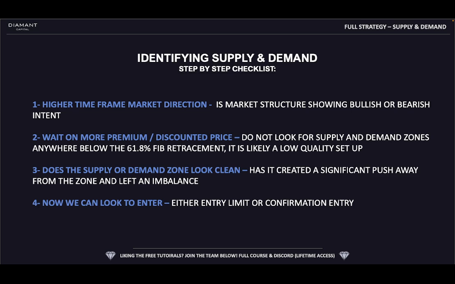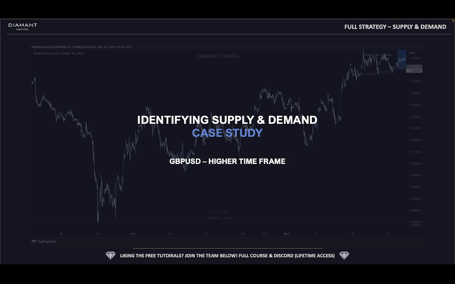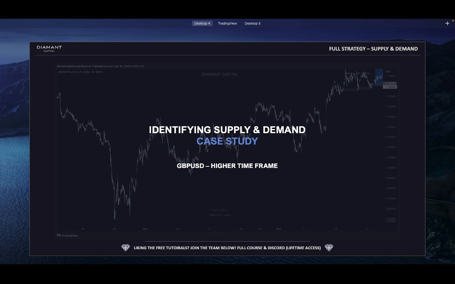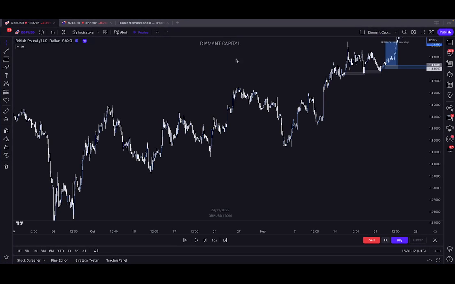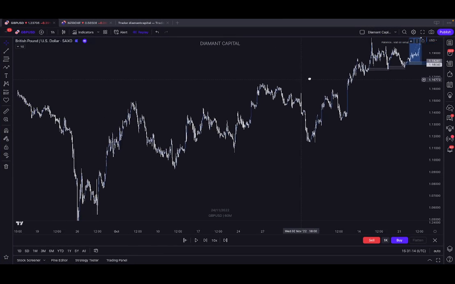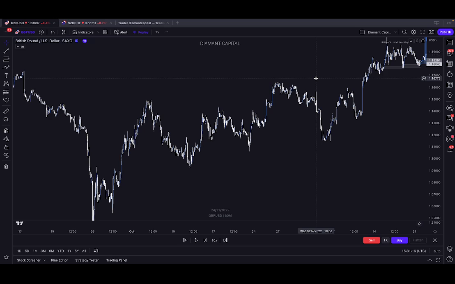So pretty much, here are some very, very simple 4 steps that we can look at in the markets. And of course, the best way to actually implement this is to look at some live examples. So what we're going to be doing is getting into GBP USD on the 1 hour chart.